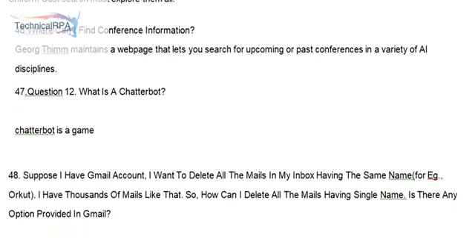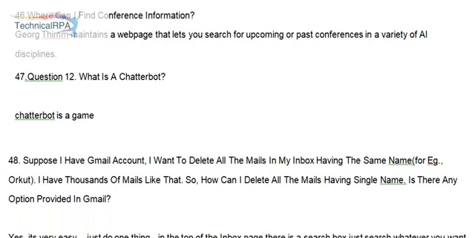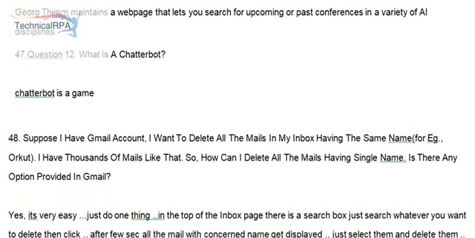47. Question 12. What is a chatterbot? Chatterbot is a game.